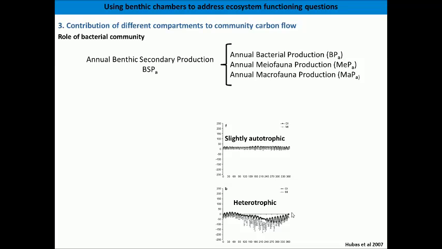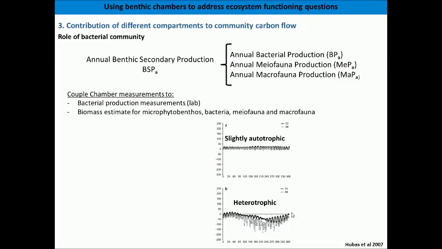The community at this place is split into the bacteria, the meiofauna, and the macrofauna, which all contribute to the benthic secondary production. By coupling the chamber measurements to bacterial production measurements in the lab and establishing biomass values for microphytobenthos, the bacteria, the meiofauna, and the macrofauna, they were able to establish that the bacterial production was responsible for up to 69% of the benthic secondary production, and that the contribution of the bacteria to the secondary production varied with grain size. More importantly, it was the benthic community respiration that was mostly due to the bacterial respiration.